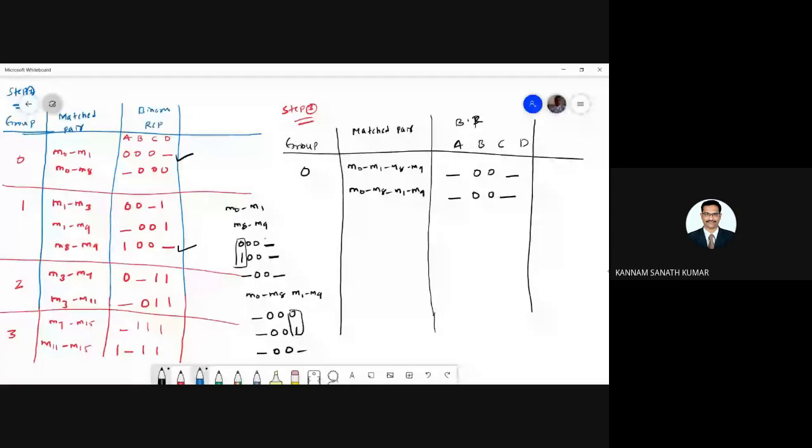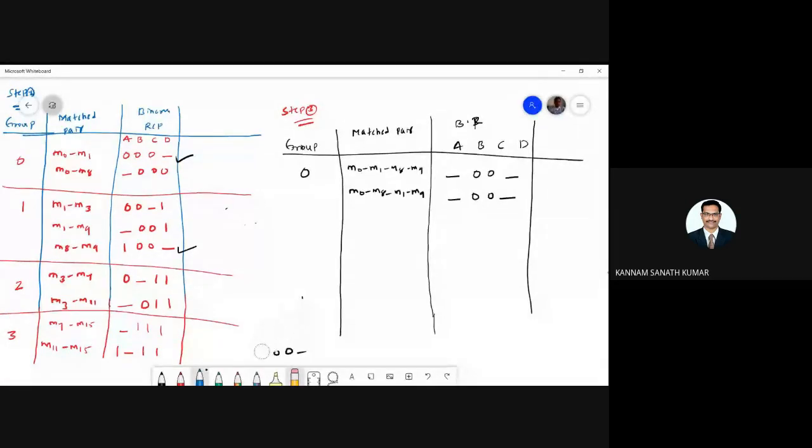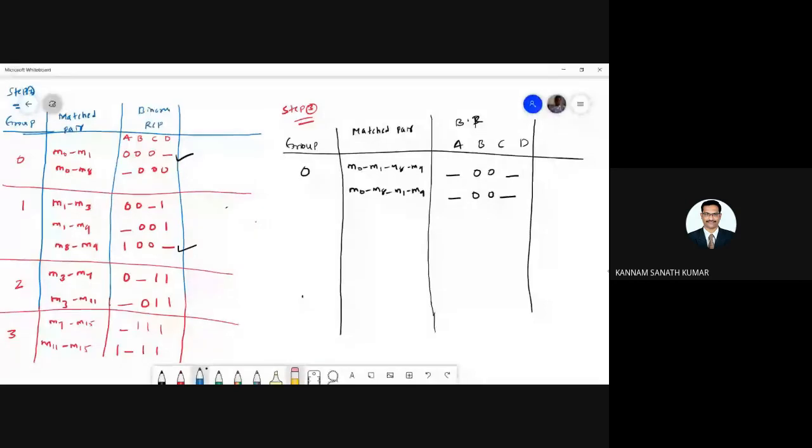Understood? Like this you have to pair. You have to use the table from the second step and draw. You have to compare group 0 and group 1, and successive groups you have to compare. Similarly, M0 and M8, and M1 and M9, so this makes one matched pair.